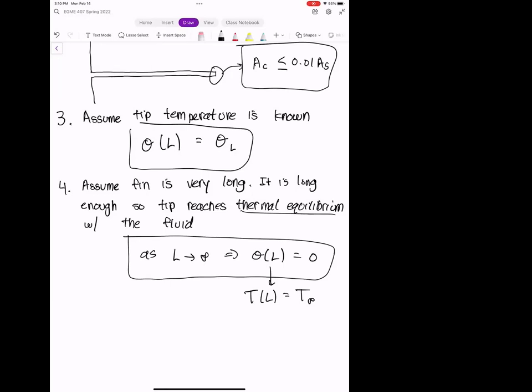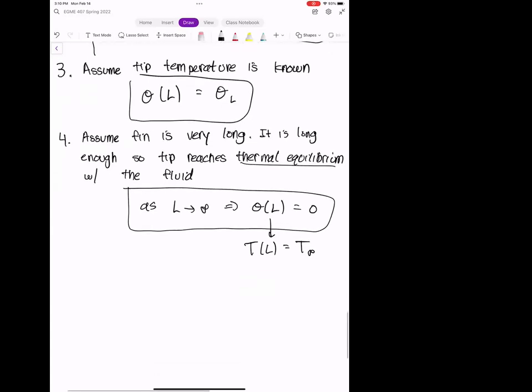And the physical reasoning behind this condition goes back to the fundamental reason why heat transfer takes place in the first place. Because the reason heat travels from higher temperature places to low temperature places is so that they can achieve thermal equilibrium, right? Everything wants to be brought to the same temperature. And so if you have a fin that's long enough such that it allows this to happen, then eventually the tip of your fin is going to reach the same temperature as the fluid.